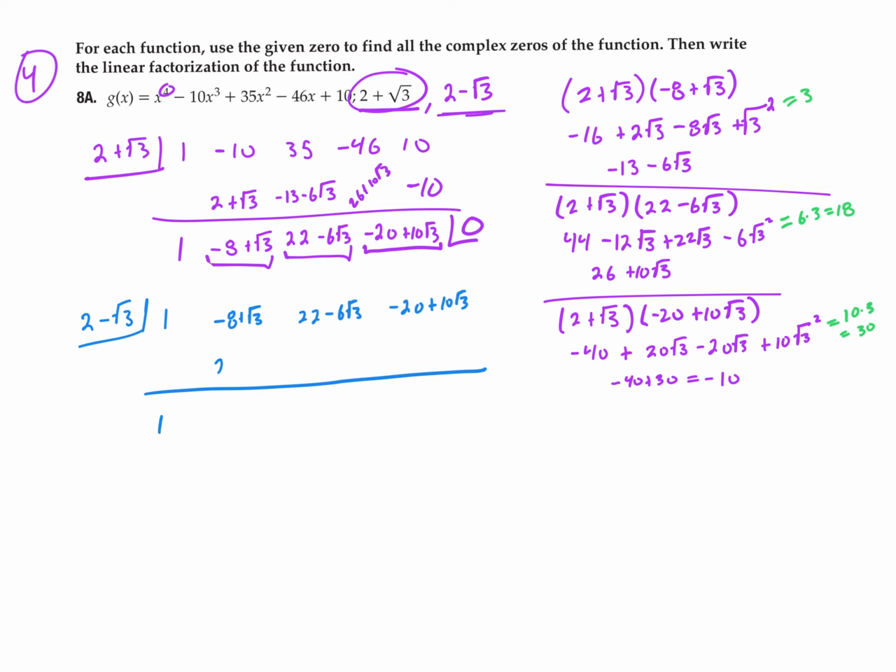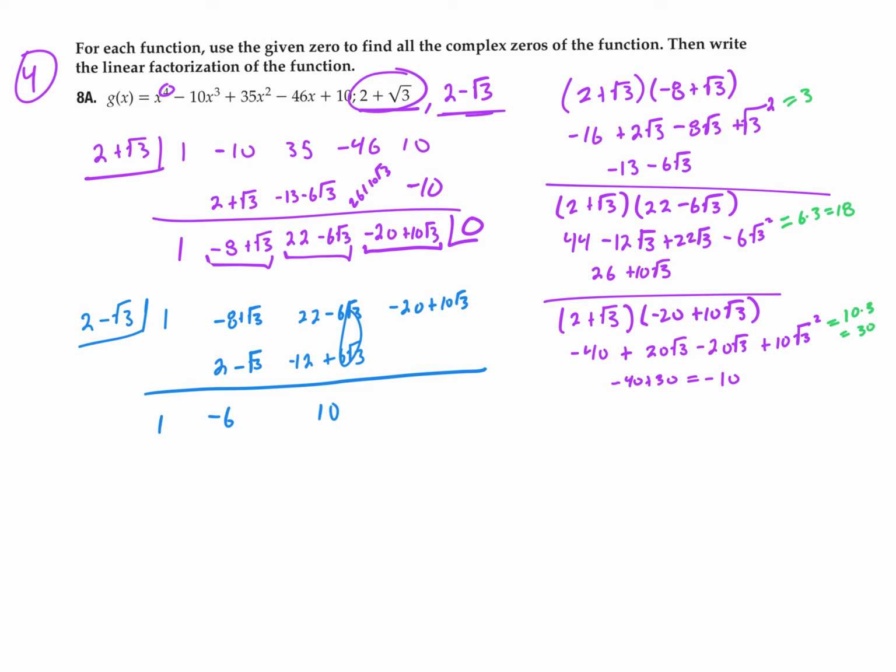1 is going to be 2 minus the square root of 3 because I multiplied this by 1 to get this. Whenever I add those together, negative 8 plus 2 gives me negative 6. That's a positive square root of 3 minus square root of 3. It goes to 0. Whenever I multiply negative 6 by this, I get negative 12 plus 6 square roots of 3. Lucky for me, whenever I add those, it goes to 0. 22 minus 12 just gives me 10.